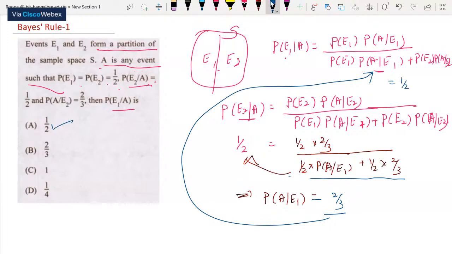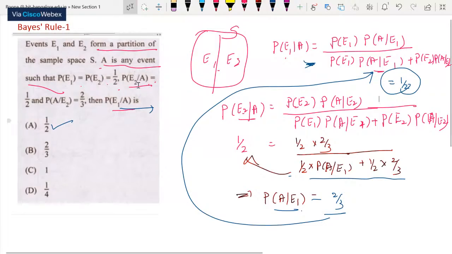I think everyone's clear. Yes, somebody said 2 by 3, but it is 1 by 2. 2 by 3 is the probability of A slash E1, but again, you are getting confused. That is one part, but they're asking E1 slash A. E1 slash A means again I have to use the Bayes rule twice. Substitute this value here, simplify that, we get the answer 1 by 2. Is it clear, Saujanya? Okay, fine. I think everyone is clear.